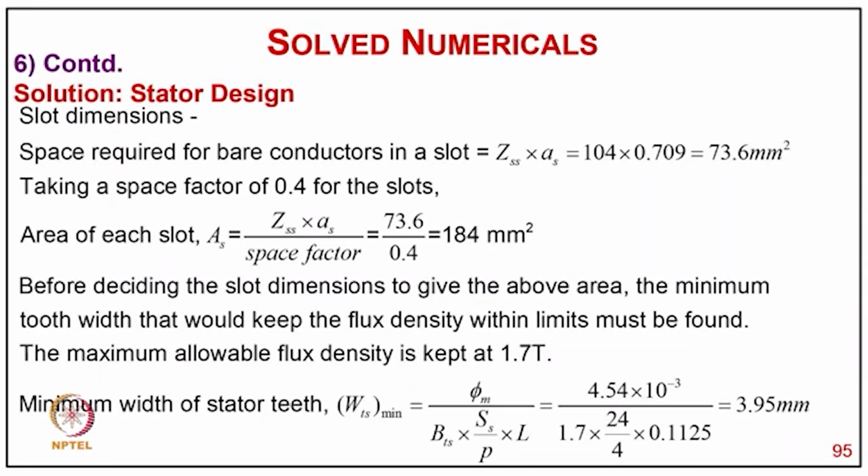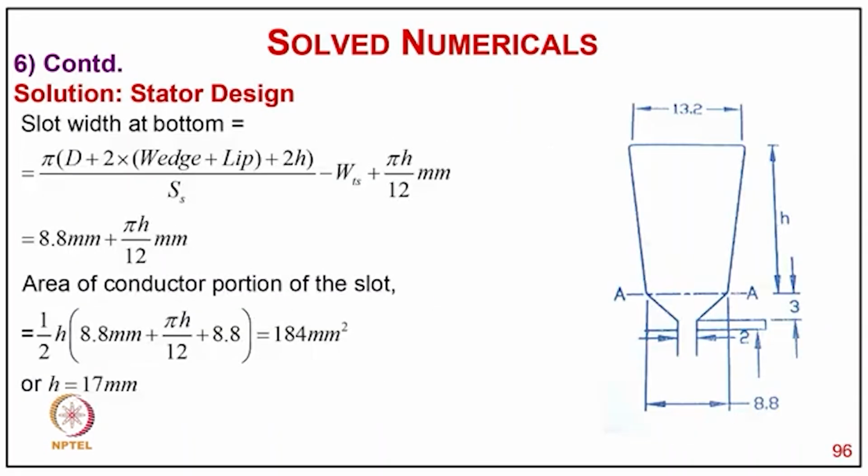And taking a space factor of 0.4 for slot, so area of the slot, each slot is As equal to ZS into As into space factor. Putting value, it comes 184 millimeter square. Before deciding the slot dimension to give the above area, the minimum slot width that keeps the flux density within the limits should be found. So maximum flux density in the teeth is taken as 1.57 Tesla. So minimum width of the teeth is phi m upon Bts by P into T. So it comes 3.9495 millimeter.